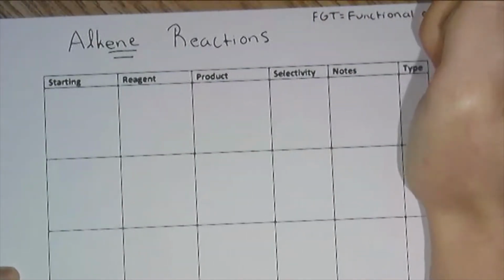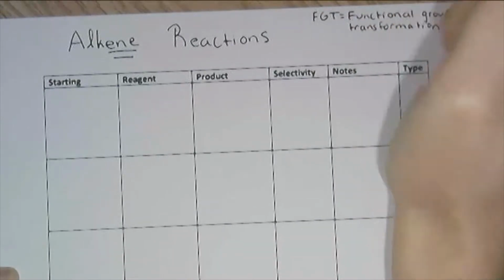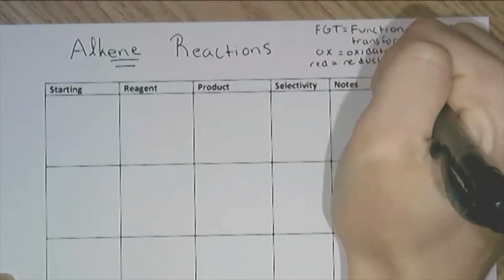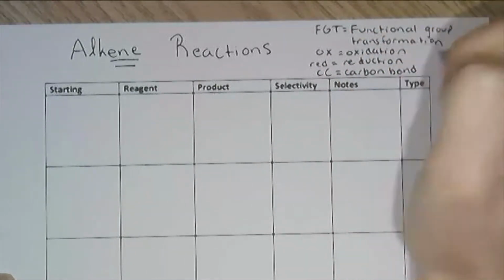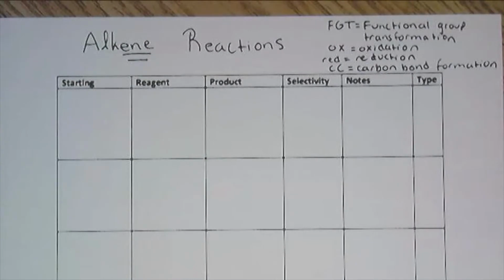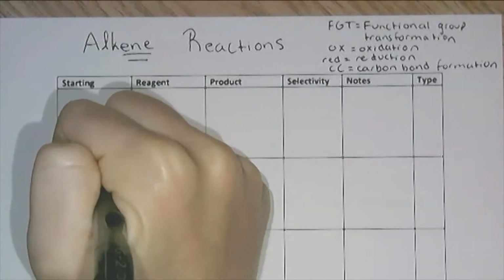FGT stands for functional group transformation. Ox is oxidation. Red stands for reduction. And CC is the carbon-carbon bond formation. And this just helps organize the types of reactions that we'll be doing, and I'll write that on the far right column. So for our first reaction, the starting material is going to look like this.